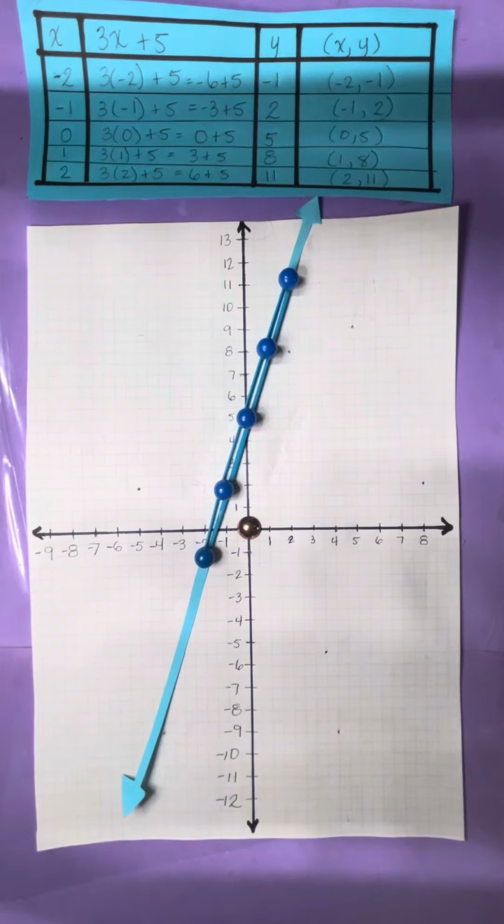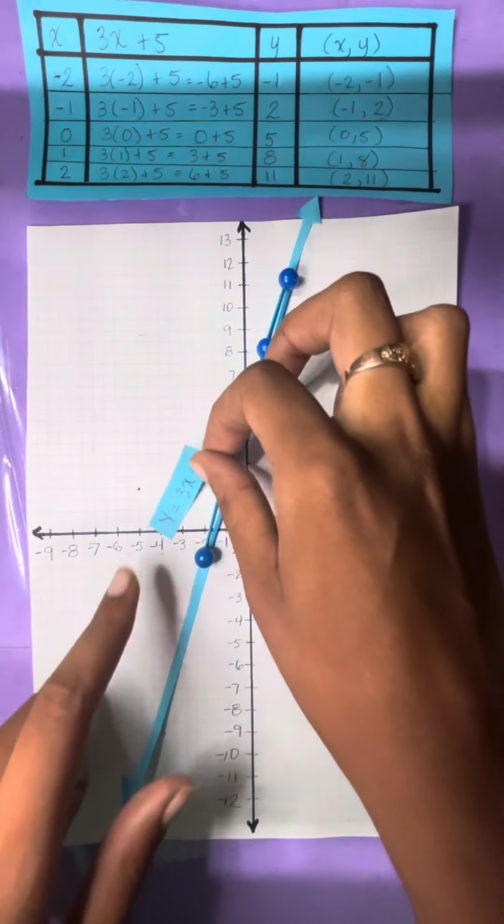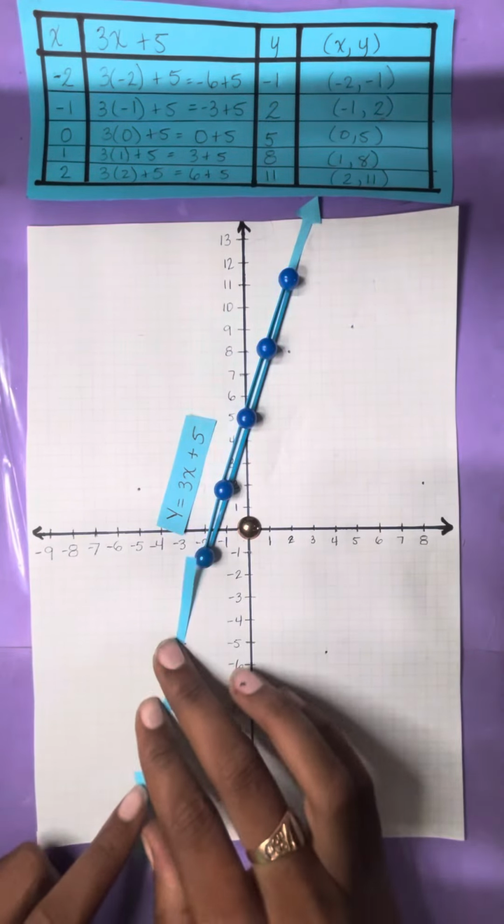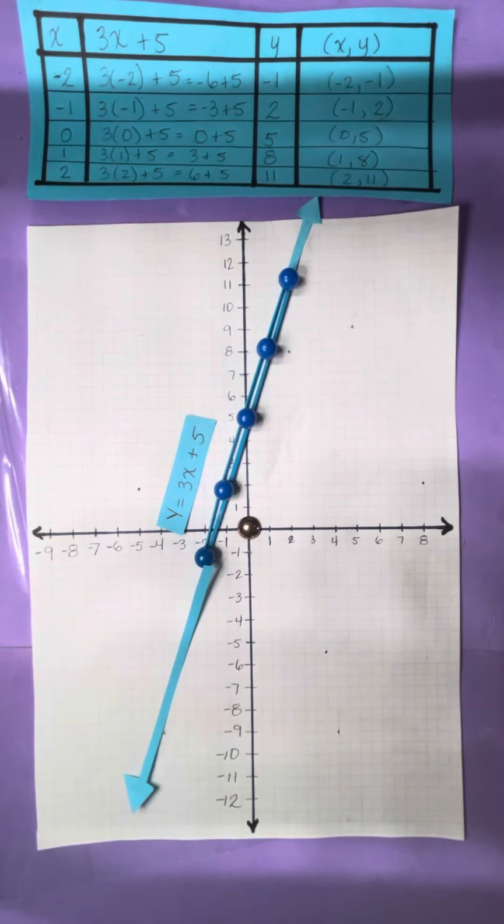And the last thing, we always have to write the name of the equation on the line. So we label it with the name y = 3x + 5. And there we have it. That's our graph.